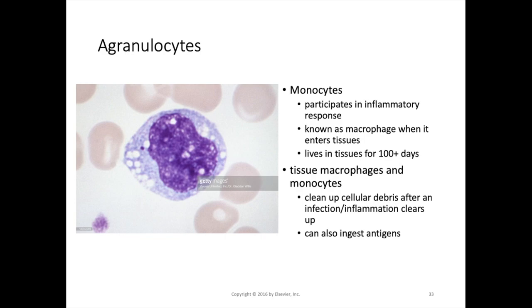So the neutrophils are typically the first ones on the scene. They're the ones actively trying to destroy the bacteria or the foreign invader. And then the monocytes come along to the tissue and they start cleaning up the mess.